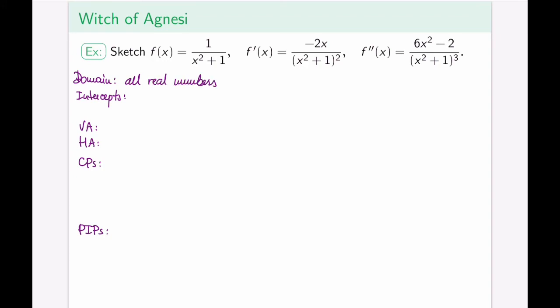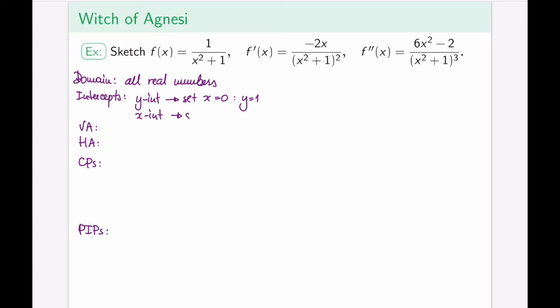For the intercepts, for the y-intercept, we're going to set x to be 0. And what are we going to produce? If I set x to be 0, I get 1 over 1. The y-intercept is equal to 1. So we have 1 point on the graph that we can put there right away.